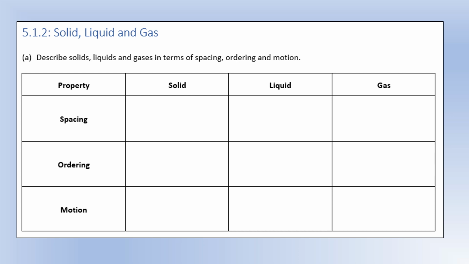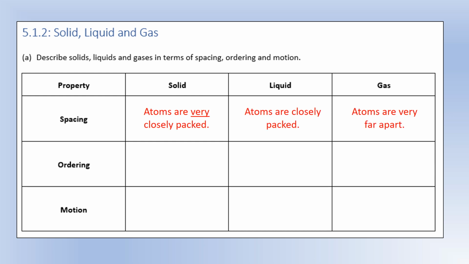Okay, so let's look at each of our states of matter in terms of spacing first of all. So you should know that in solids, the atoms are very closely packed together, and in liquids they're pretty closely packed together as well, not quite as close, whereas in a gas they're very far apart or have big spacing. In a solid, there is a really regular arrangement to the atoms, whereas in liquids and gases the atoms are just arranged randomly because they're free to move.